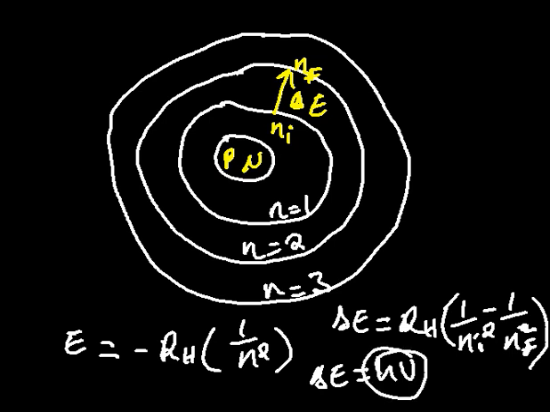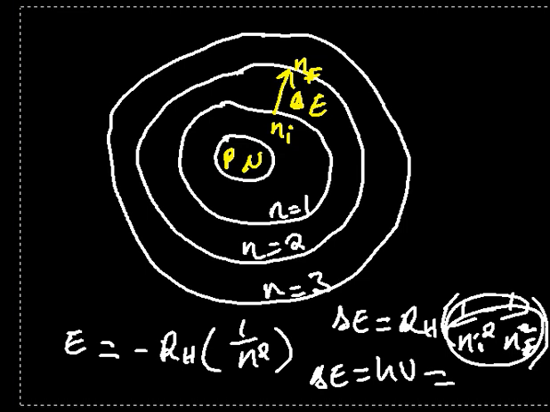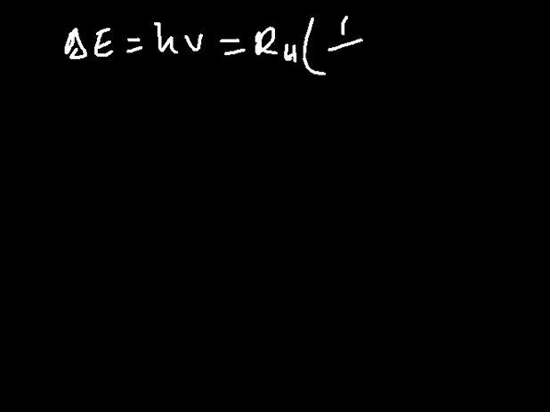Now this is Planck's quantum theory, and it is equal to this. So in all cases you have to understand that the change in energy between two energy levels is given as the change in energy equal to hν, according to Planck's quantum theory, and is equal to RH times 1 over the initial energy level squared minus 1 over the final energy level squared.